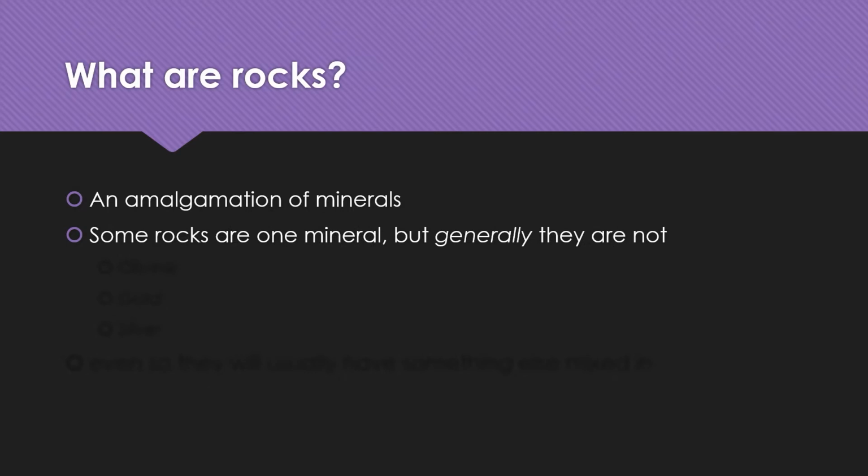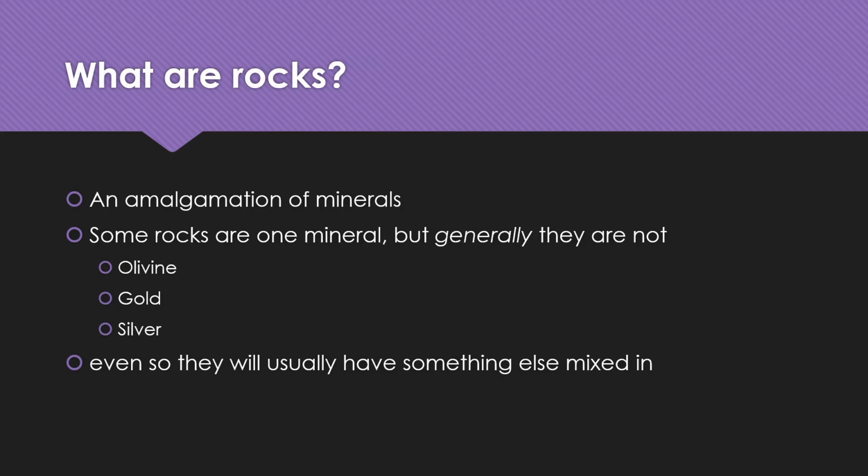Some rocks are one mineral, but generally they aren't. Olivine, gold, and silver are great examples of a one mineral rock. However, they usually have something else mixed in. So this is what you need to remember about what a rock is.